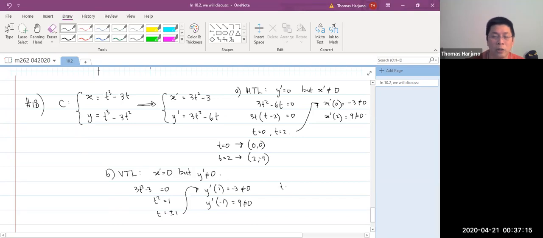Then when t equals 1, we get -2 comma -2. When t equals -1, that's 2 comma -4. Do I compute it correctly? When t equals -1.